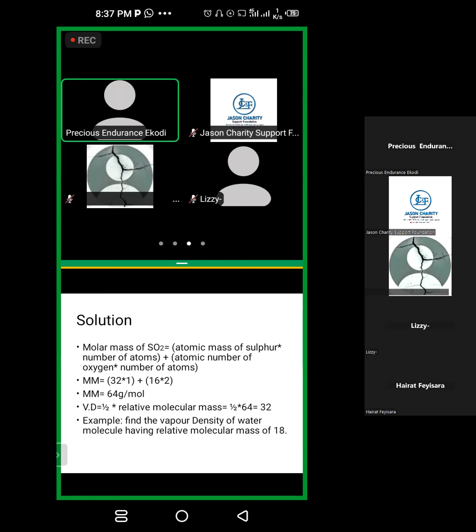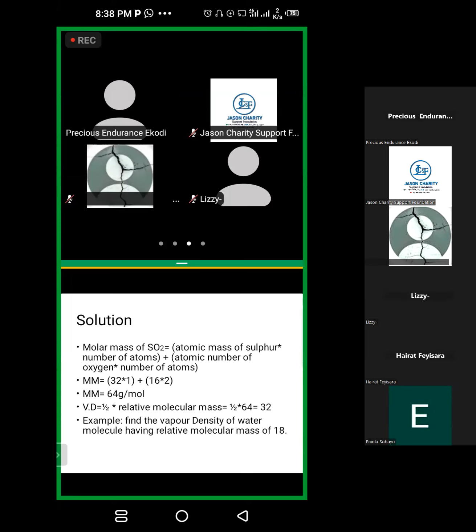So now we have another question here. If we understand this one, find the vapor density of a water molecule having a relative molecular mass of 18. Who can give us the answer? The relative molecular mass, which is the same thing as the molar mass of water, is 18. What is its vapor density? 9. Beautiful. Thank you very much. That is very correct. 9 is the answer. So vapor density is 9. That means we understand this one very well.